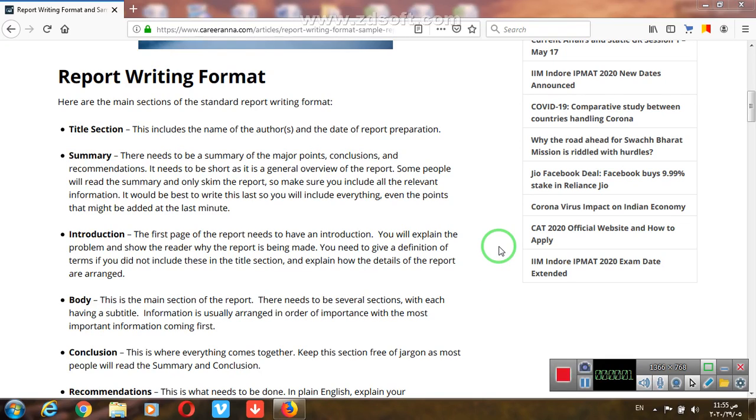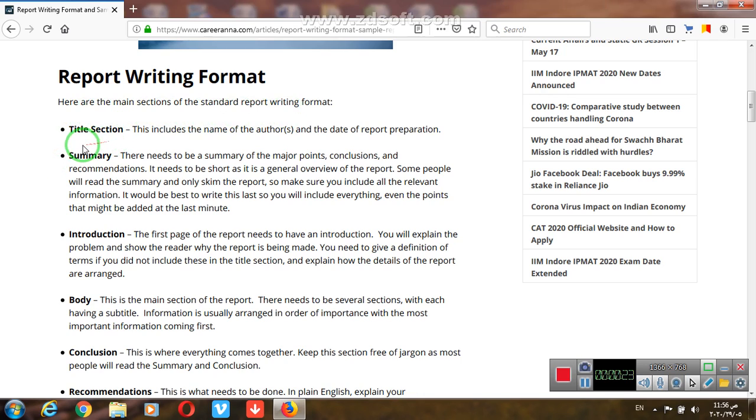Hello, my students. Our lesson for today is about report writing format. And in this lesson, we're going to cover the main points we need in writing a report. Let's start. Here are the main sections of the standard report writing format.